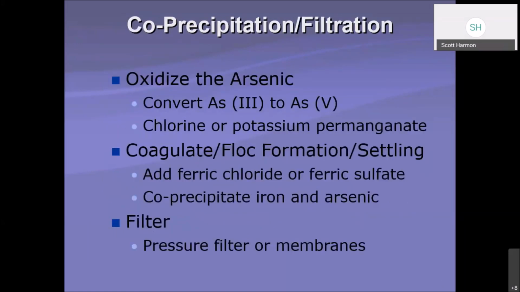So again, just stating this again, the co-precipitation filtration effect: you oxidize the arsenic, converting it into a more easily treated form of the arsenic using the chlorine or potassium permanganate. You coagulate, floc formation, just a typical conventional treatment type thing. You add the ferric chloride or ferric sulfate, co-precipitate iron and arsenic together.